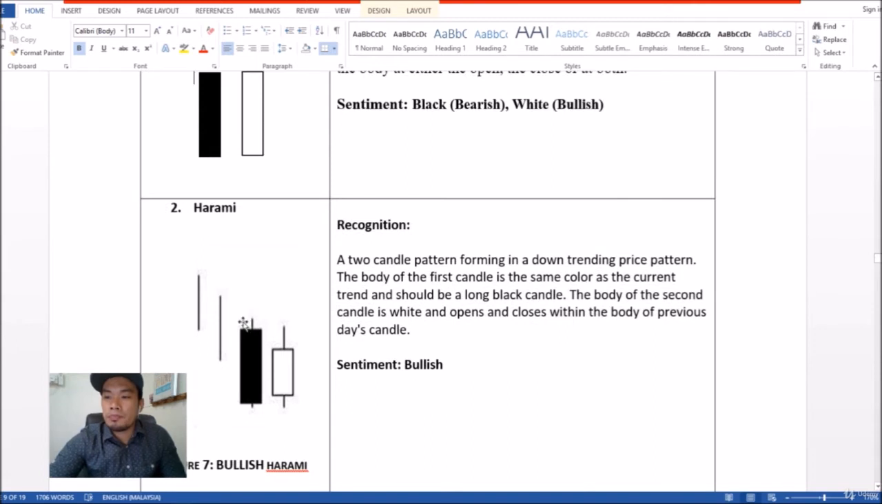And this is the Harami. You can see that in the Harami, the first candle is black, and the second candle, the white candle, has its whole body inside the body of the black candle. This says that bullish sentiment is coming in. You can see the previous trend is a downtrend, so maybe at support this bullish Harami shows up and changes the direction for a while.